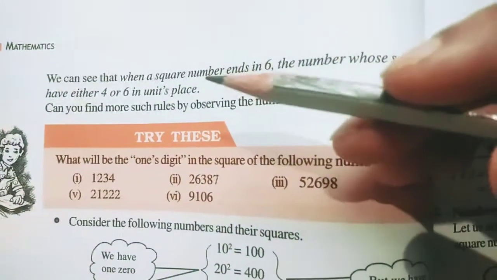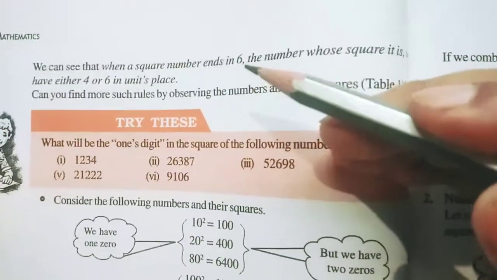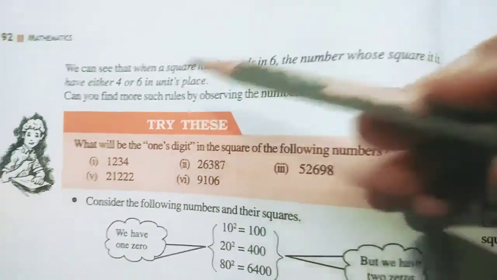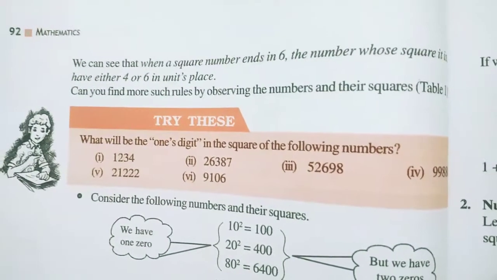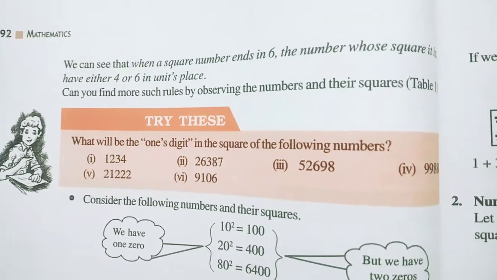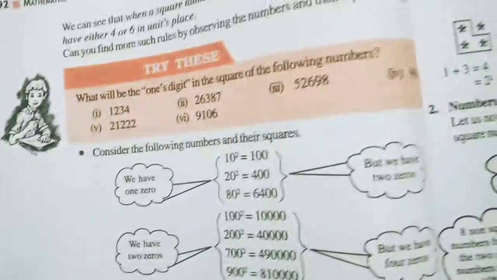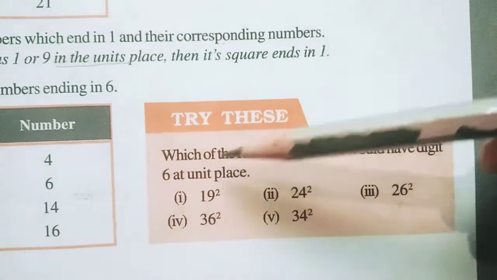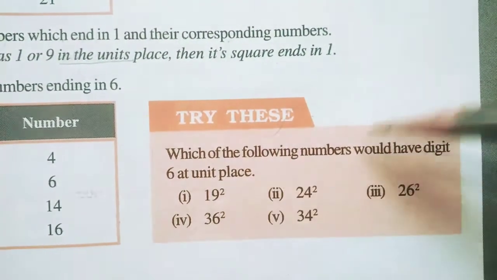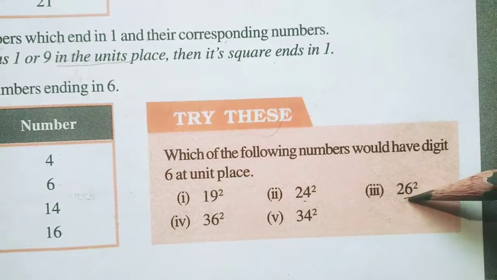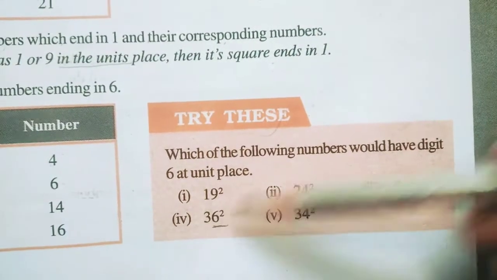You can see that when a square number ends in 6, the number whose square it is will have either 4 or 6 in the unit place. So if any number has 4 or 6 in the unit place, then the square of that number will have 6 in the unit place. This is another property. Try this is given for that property. Go to the previous page. You have to identify which of the following numbers will have 6 in the unit place. Here 4, no, 6, yes, they will have 6 in the unit place.